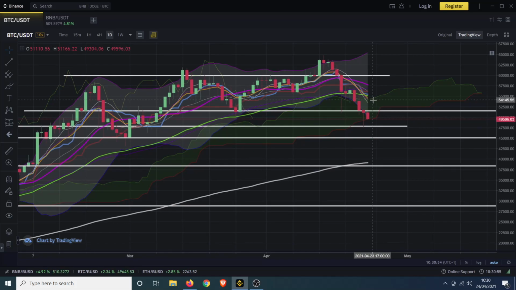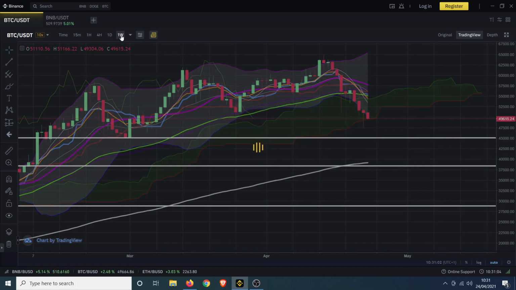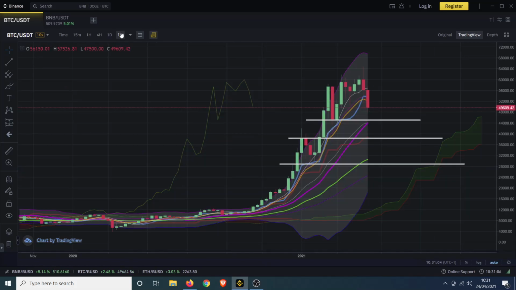So yeah, the downtrend is in place still. So let's just face it, we do have a confirmed downtrend on the 4 hourly and now a confirmed lower low on the daily. So that's not good. That's not good.